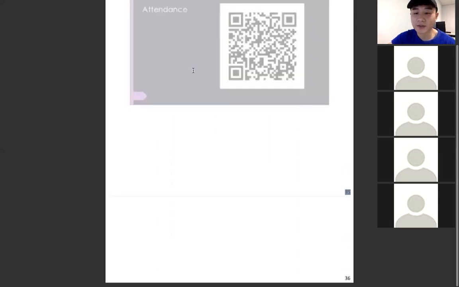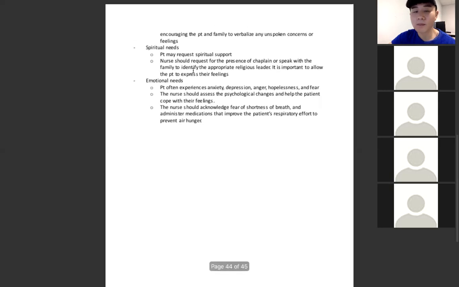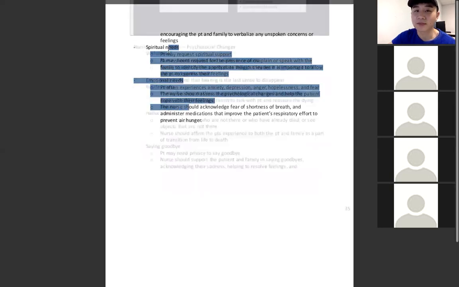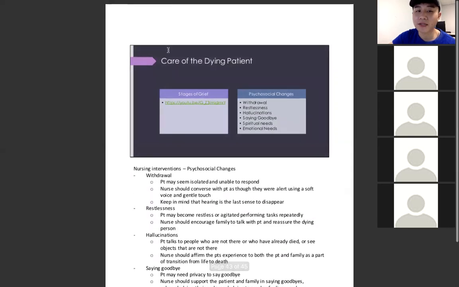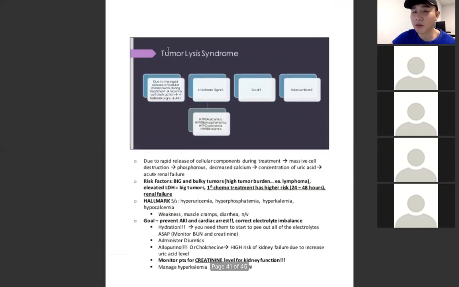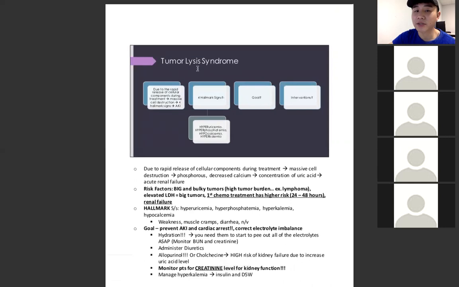These last two slides are really common sense that we can do on the exam. Don't really focus on these. Focus on the pathology, and especially the TLS, and all the things that I mentioned earlier.